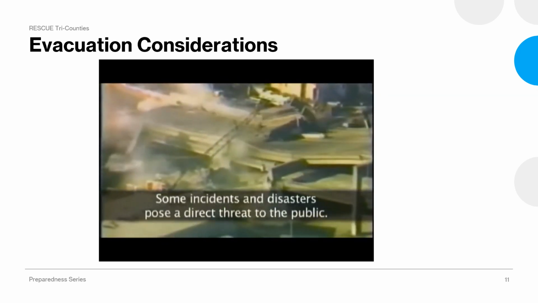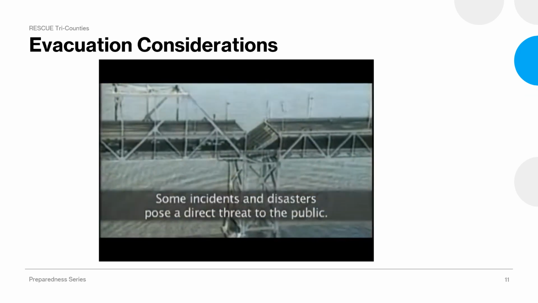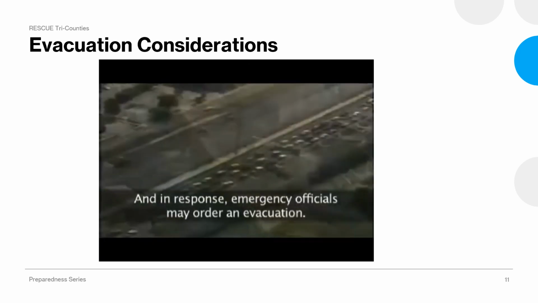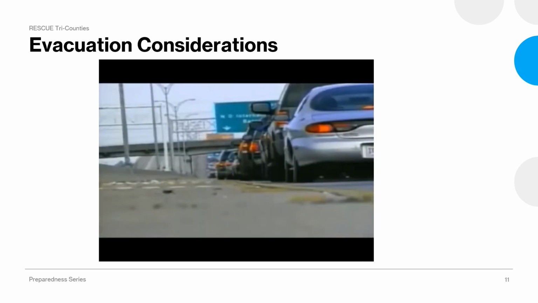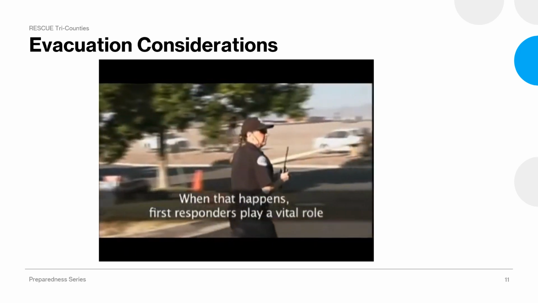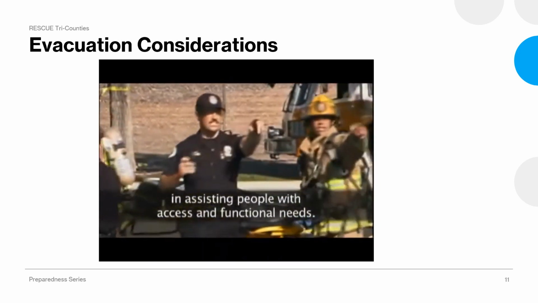Some incidents and disasters pose a direct threat to the public. And in response, emergency officials may order an evacuation. When that happens, first responders play a vital role in assisting people with access and functional needs.